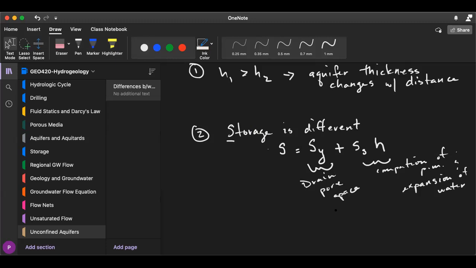Okay, so aquifer thickness changes with distance and with head, all right? And the storage is very different. When we drop the head, we're draining pore space. And we made some calculations. There's actually a lot more storage in an unconfined aquifer because once we move to that place where we're actually draining pore space, there's a lot of water in there that we can drain out to drop the head.